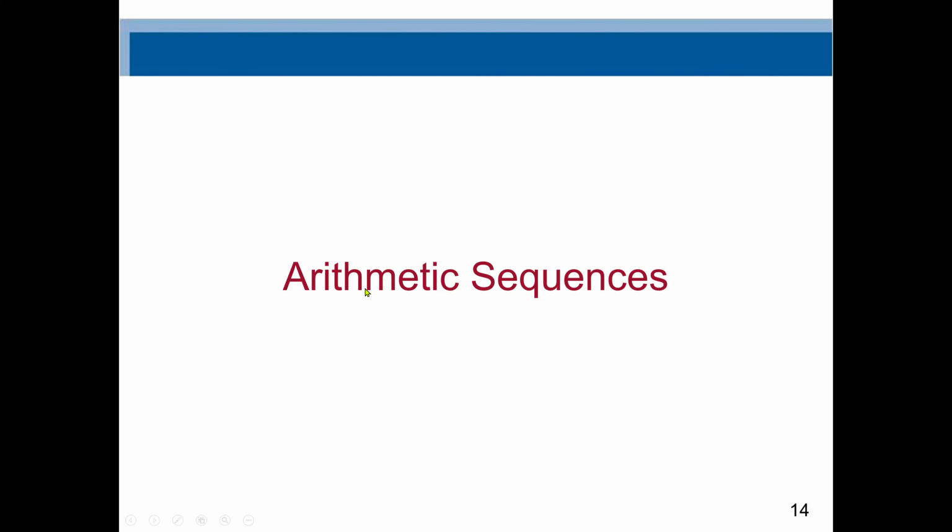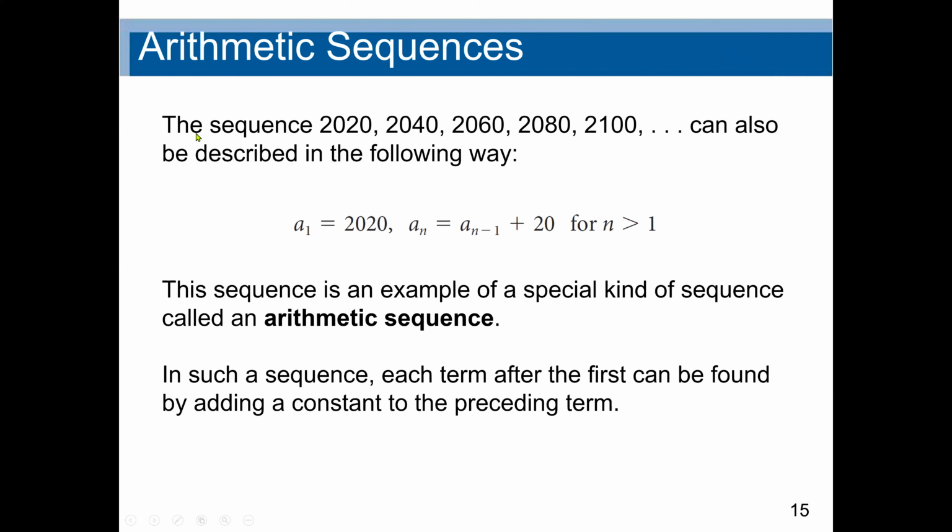Now let's go to the concept of arithmetic sequences. So here we say we have a sequence: 2020, 2040, 2060, 2080, 2100. This can also be described in the following way. If A1 is 2020, then AN equals AN minus 1 plus 20, which means to the previous value I'm going to add 20 to get the present value.